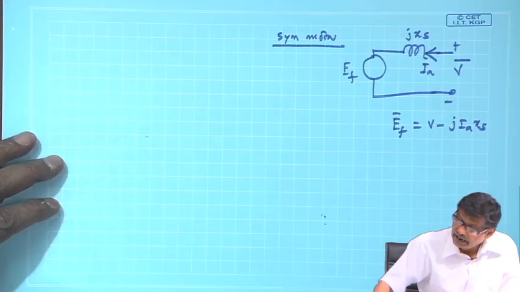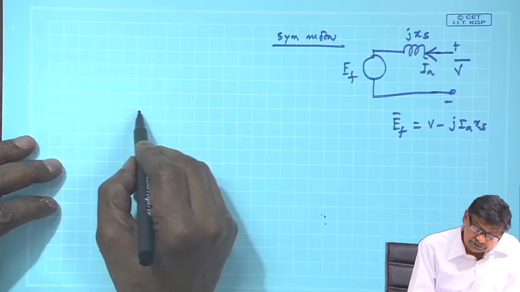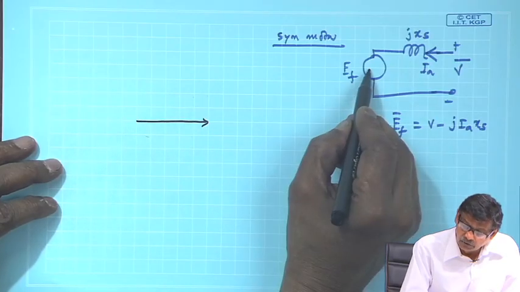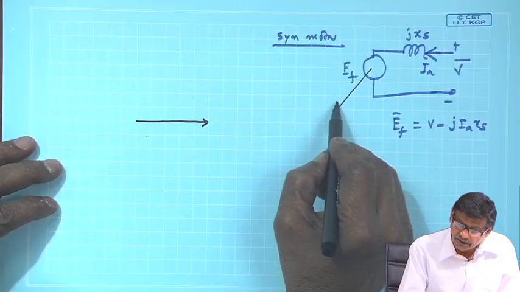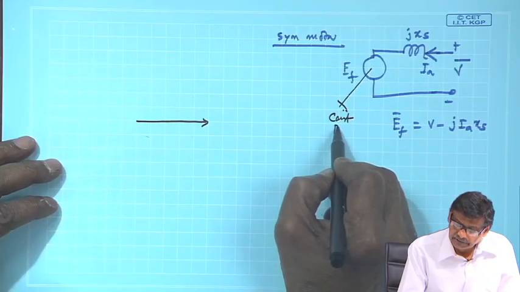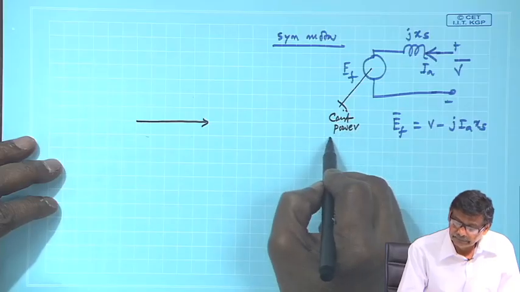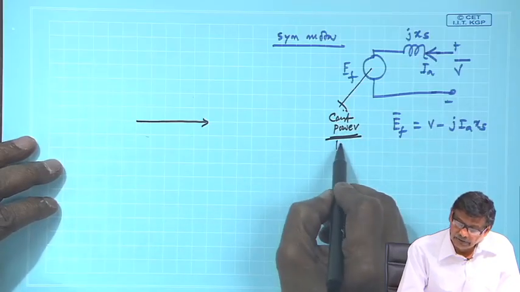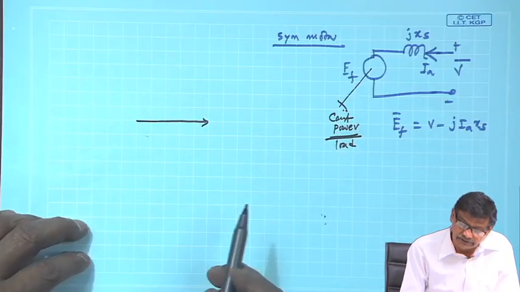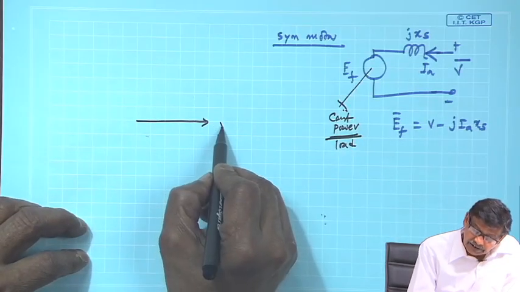In the same way I will do it. Suppose this is the terminal voltage and the load on the shaft of the machine is constant power load. Speed is constant, that is, torque is constant. So, anyway, this is V.